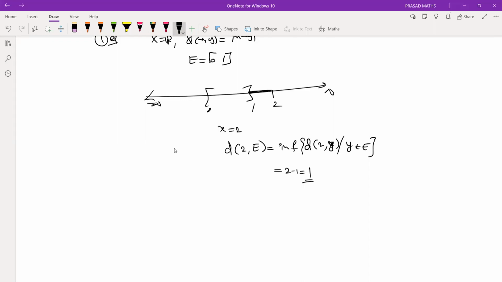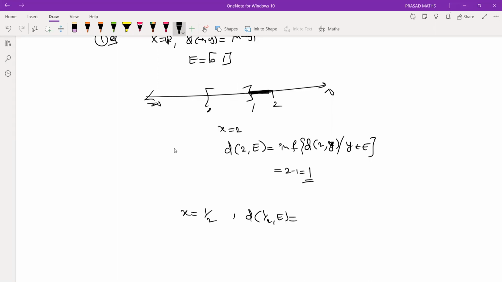Is it clear? So this is actually the minimum distance. You can easily prove it by the infimum property. So the distance is actually 2 minus 1, therefore it is automatically 1. Suppose your point is 1.1 by 2. What is the distance between 1 by 2 and the set E?